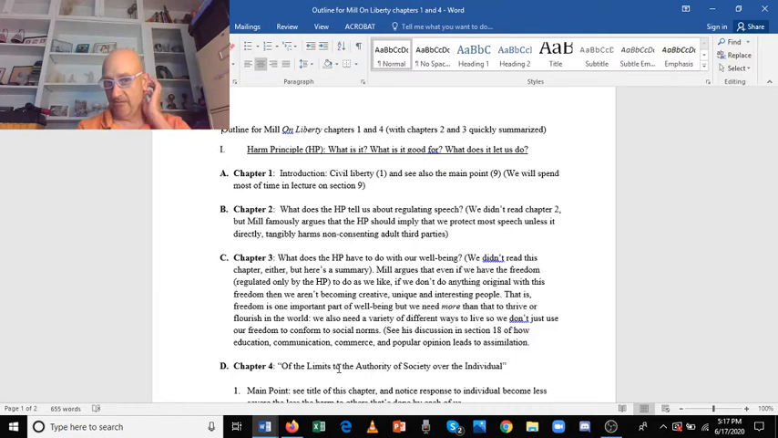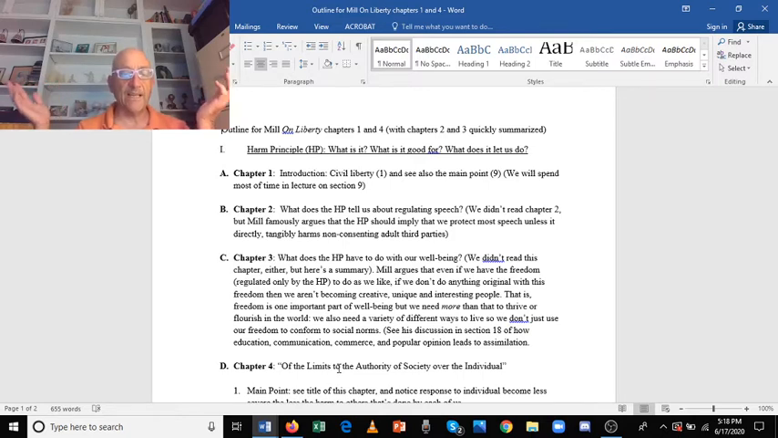Chapter 3, which again we didn't read, the harm principle. What does it have to do with our well-being? Well, again, we didn't read this chapter, but Mill argues even if you have the freedom to do what you want, provided you're not harming non-consenting, adult, rational, free-choosing second parties, if you don't do anything original with your freedom, you're not a creative, unique, interesting person. Freedom's great, right?